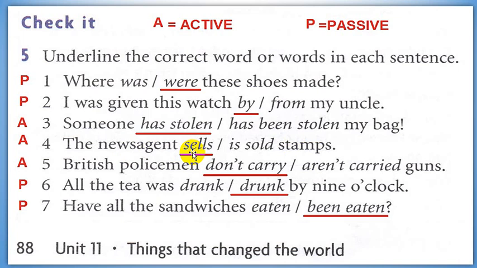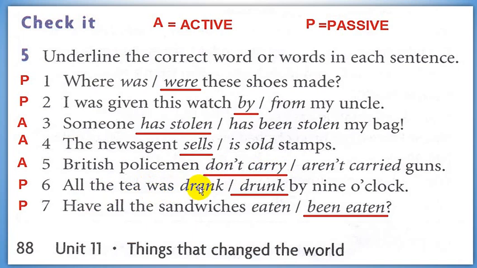Okay. he sells. لكن الstamps are sold. okay. فالاختيار الصحيح هو sells. British policemen جمع don't carry أو aren't carried guns. of course نفي الفعل يكون don't بالمضارع. ف don't carry, they don't carry. okay.